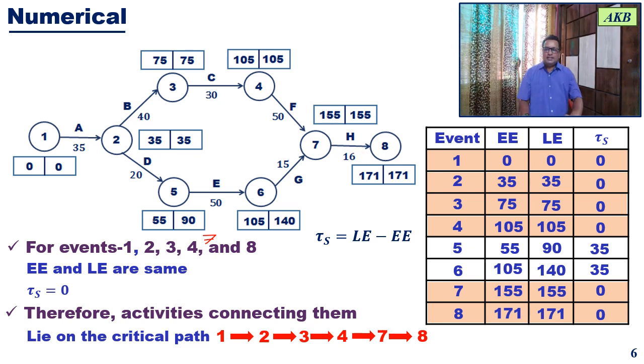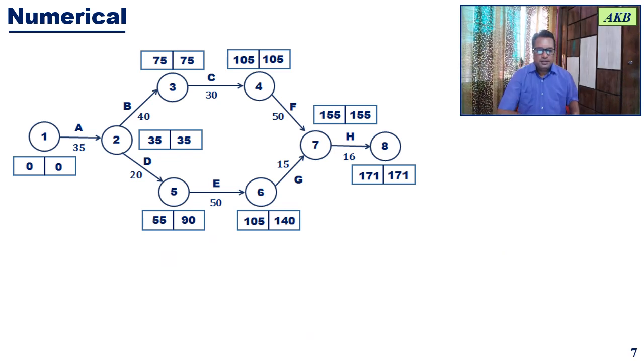Now, next, we will calculate earliest start time and latest start time for each of the activities. And from that information, we will again identify the critical path. We will prove that you get the same critical path. Okay, now let us calculate earliest start time and latest start time for each of the activities, and based on the information, we will identify the critical path.